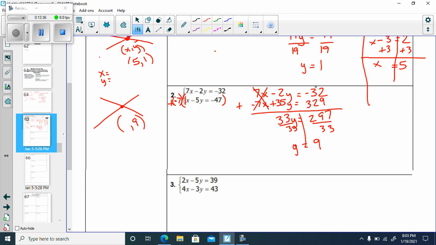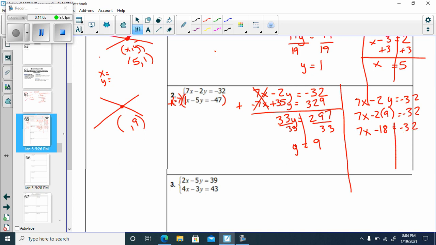We need to find our x value, don't we? Okay. So let's find our x value. It doesn't matter which one of these we choose. I'm going to choose 7x minus 2y equals negative 32. I'm going to put in my y. 7x minus 2 times 9 equals negative 32. 7x minus 18 equals negative 32. Let's add 18 to both sides.